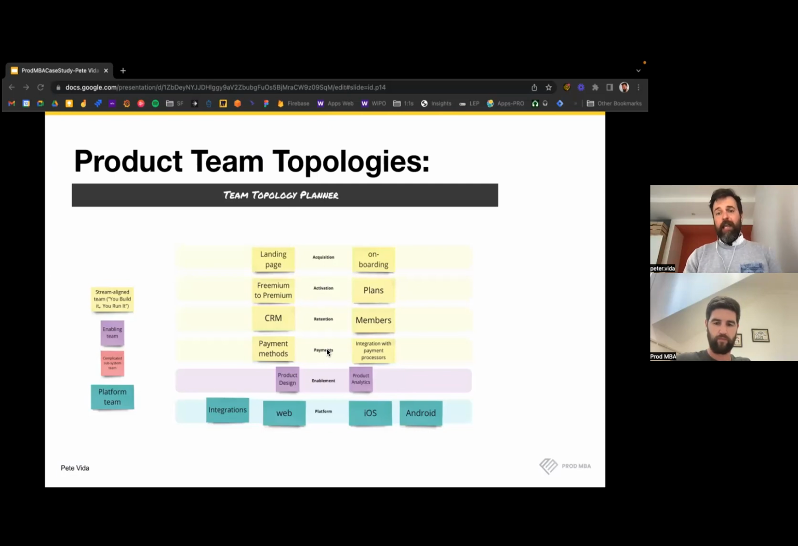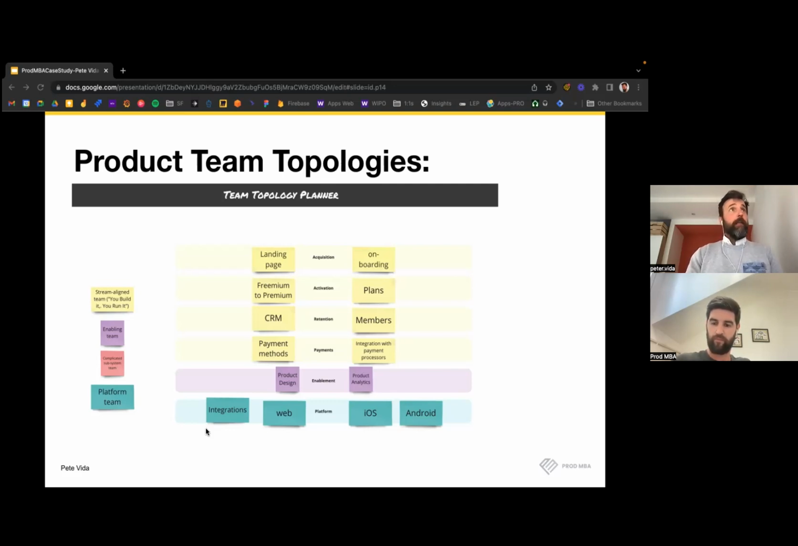And as enabling teams, I would envision product design and product analytics, and for platform teams, all of the different platforms where we want to launch, plus the integrations where we can integrate with social media and see conversions and whatnot for the plans. If I would add another team later on, it would probably be recommendations, as well as a team for the platform where we can add more to it.